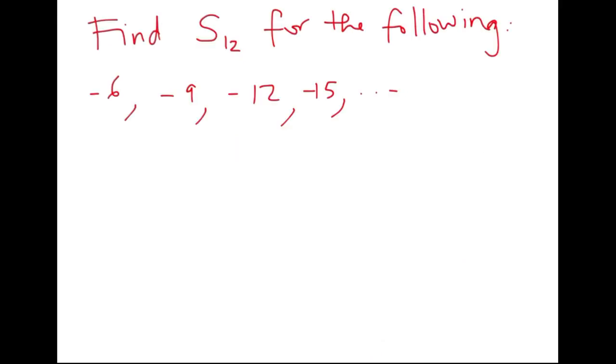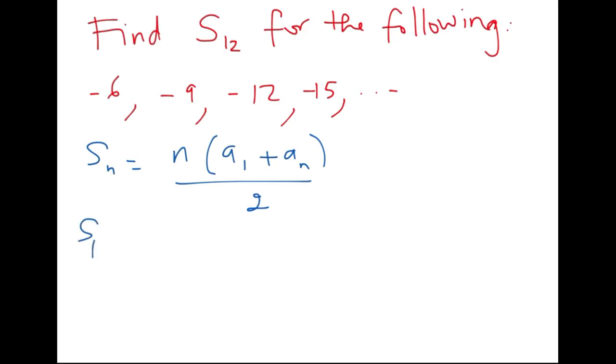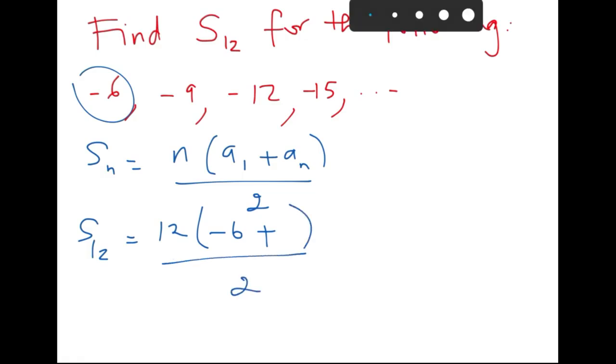Find S of 12 for the following sequence. Let me write down the formula again. How many terms do I have? I have 12 terms, so I know that S of 12 is going to be equal to 12 times A1, which is negative 6, plus A of n, I don't have that one yet, divided by 2. So I need to find this number right here.